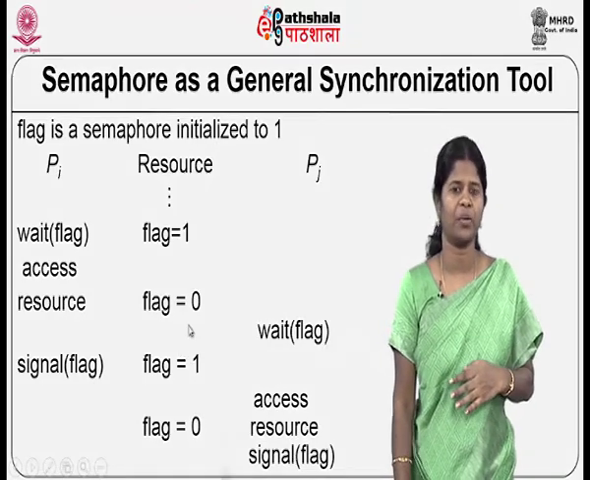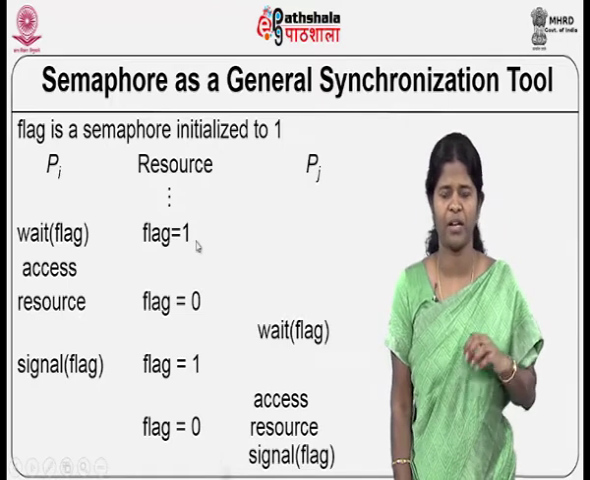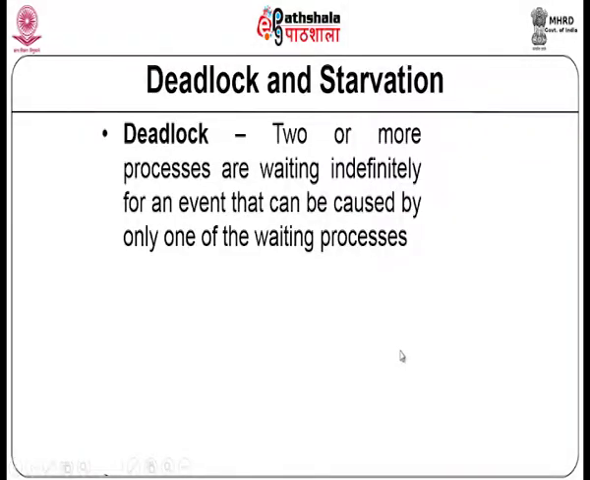So thus, like this, you can use the semaphore for safeguarding a resource, and when you are using the semaphores, it is possible to have a deadlock and starvation kind of situation. So what is deadlock? When two or more processes are waiting indefinitely for an event to happen, and that event can be caused only by one of the waiting processes.